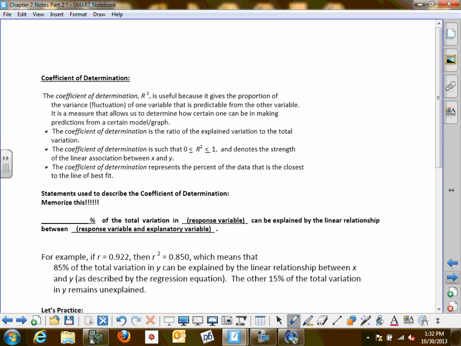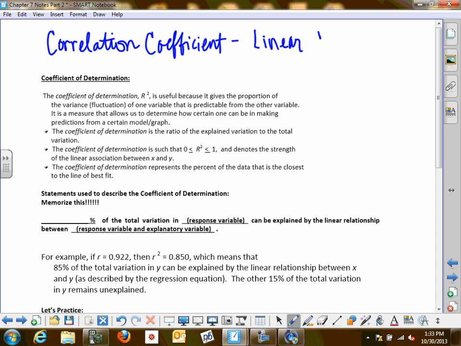So the first one was what? What was that first word? Correlation coefficient. Okay? So correlation coefficient. The key to this is it was all about the relationship and the linearity of the data. So this was all about the linear correlation. We said the strength, the direction, and the linear, so it's about the linear correlation.